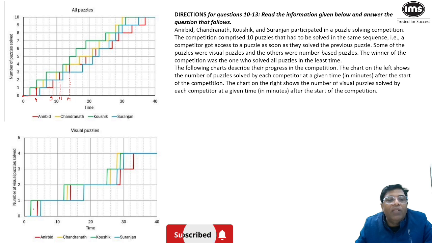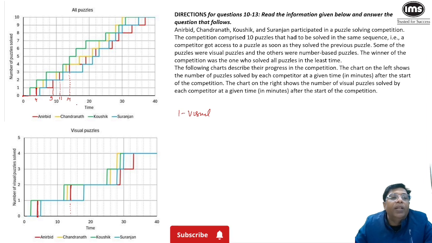In the second graph also, there are four visual puzzles that I could see. Number one, number two, number three, and number four. So total four visual puzzles are there and six number puzzles are there. Now by matching this graph, for example, A is solving his first visual puzzle at the end of the 4 minute, and he is also solving the first puzzle of the competition in 4 minutes. It means the first puzzle has to be a visual puzzle. Then he is solving his second visual puzzle at the end of the 14 minute, while at the end of the 14 minute he has solved four puzzles.